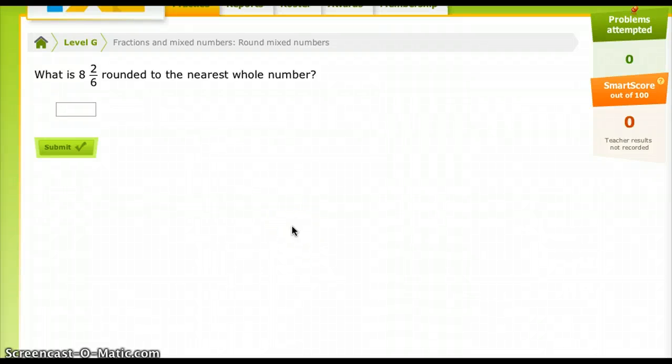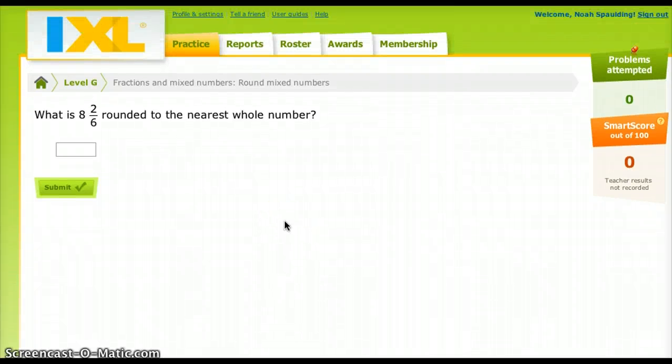Okay, class. Today is the week of November 18th to November 22nd. We're going to be reviewing IXL for this week, which is IXL level G, and we have L10, L11, H1, and H10. This one is rounding mixed numbers, and I believe it is L10.